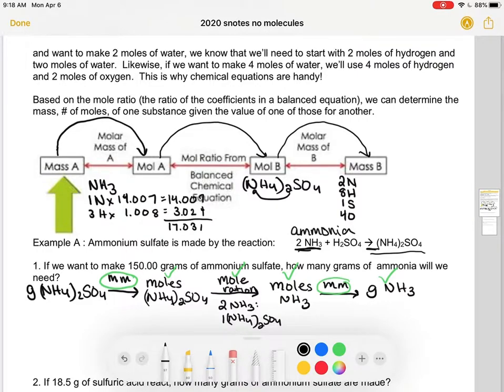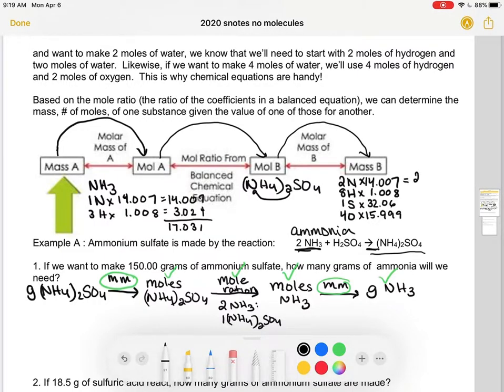Okay, so N is 14.007. H is 1.008. S is 32.06. And O is 15.999. All right. So remember, we haven't even started our stoichiometry yet. We are just doing molar masses.